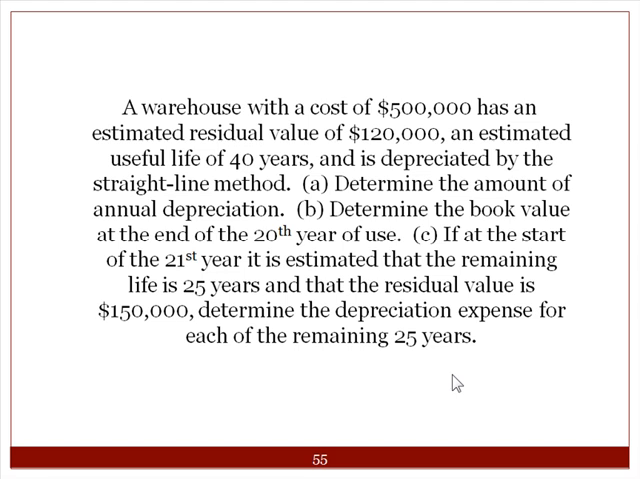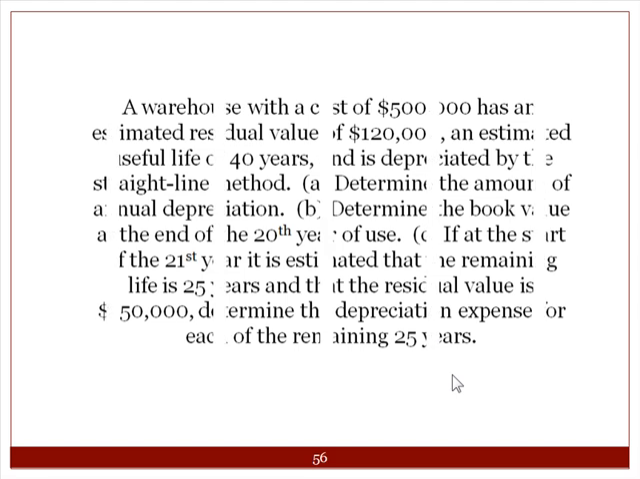So let's deal with a warehouse that cost $500,000. It had a residual value of $120 and a useful life of 40 years, and it's depreciated by straight line. Determine the amount of the annual depreciation, the book value at the end of the 20th year, if at the start of the 21st year, it's estimated that the remaining life is 25 years.